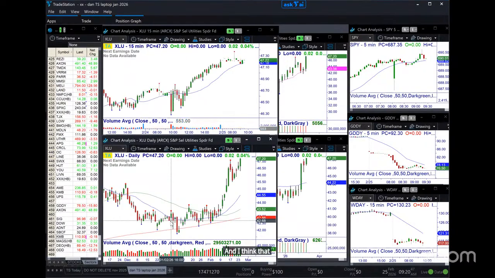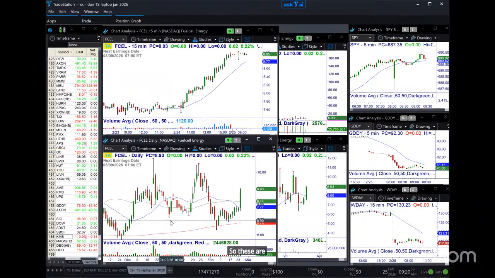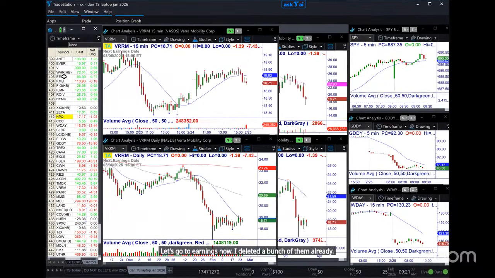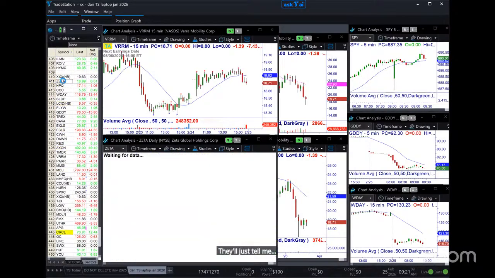The XLU alarm was yesterday, Munster yesterday, FSIL. These are all longs that we're in. Looks great. Let's go to earnings now. I deleted a bunch of them already. So just tell me if I don't cover yours.